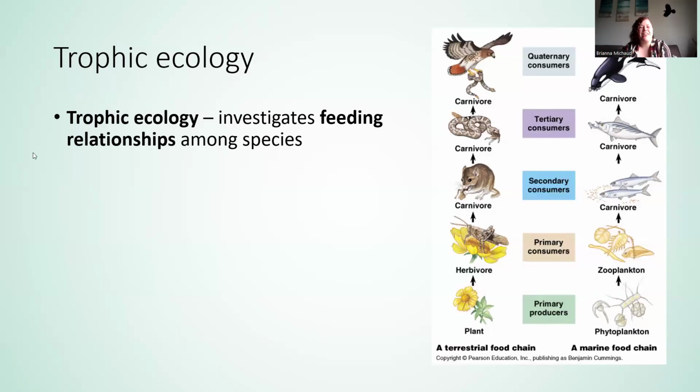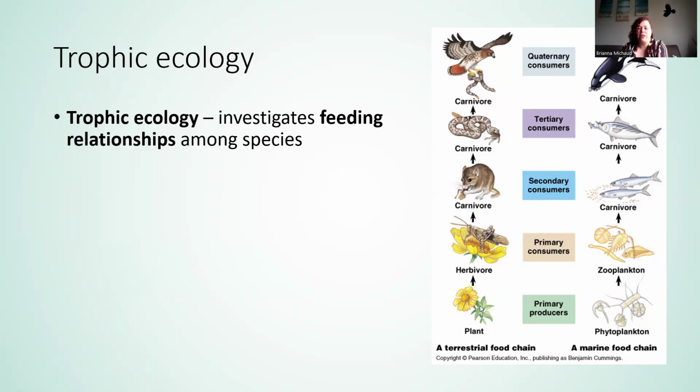Next up, we're going to start talking about trophic ecology. Trophic ecology is basically looking at a community, all the living organisms in an area, and saying, okay, who's eating who? So it is investigating the feeding relationships among species. You'll often see this portrayed as food chains. You likely have seen these before at some point in your schooling.